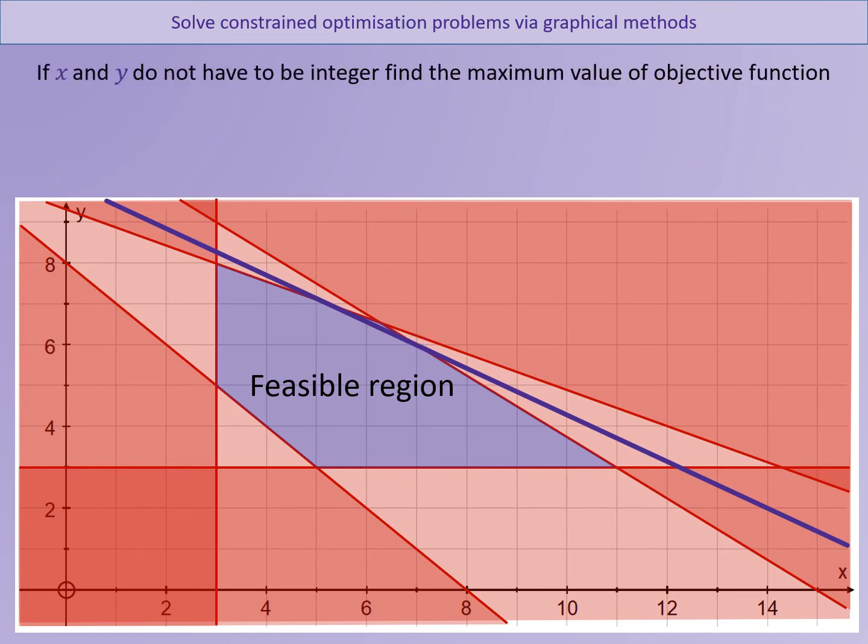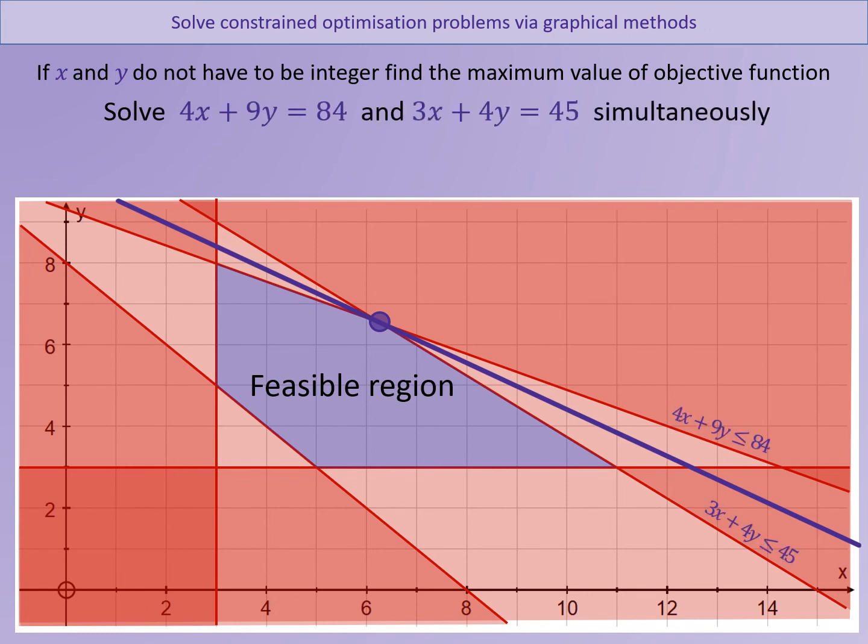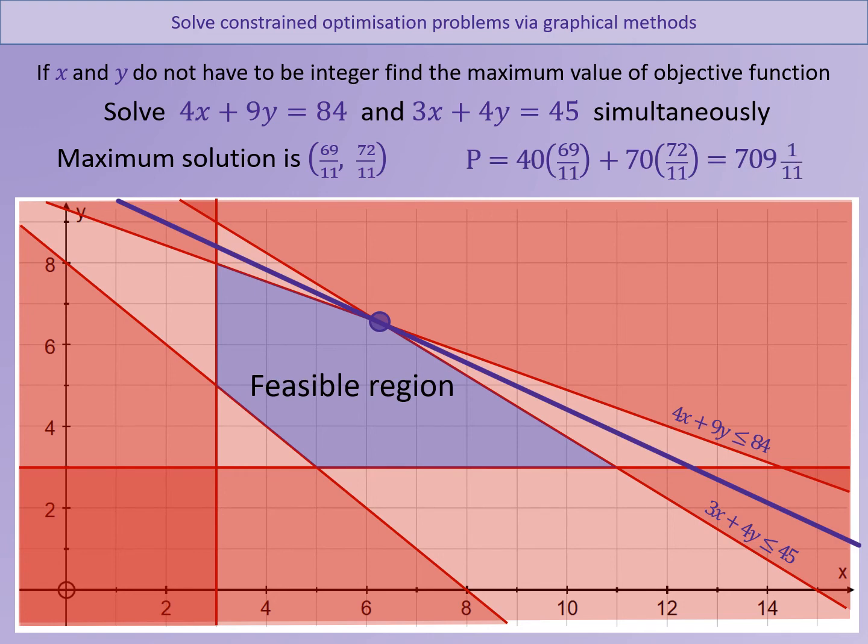If the problem doesn't require x and y to have integer values, then sometimes the maximum value can be slightly higher. So in this case, we could continue to slide the objective function up until we reach the top vertex there. That vertex is maybe slightly more difficult to find, but we can do it by intersecting the two lines that form that vertex. In this case, the two lines that form that vertex are 4x plus 9y equals 84 and 3x plus 4y equals 45. So solving these as simultaneous equations will give us non-integer values of x and y: 69 over 11 for x, 72 over 11 for y, and substituting those into the formula for p gives us a slightly higher value of just over 709.